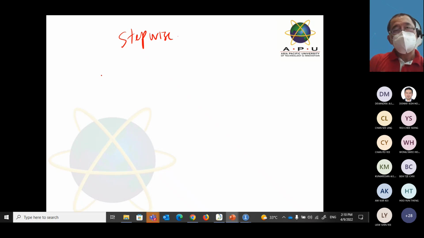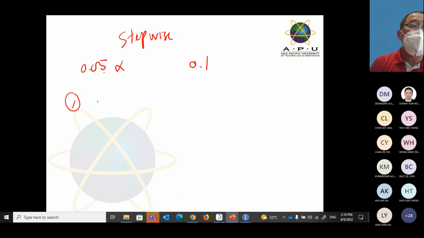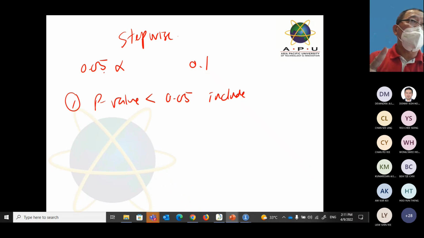I think just now what the student asked, correct, by default is 0.05. Let's say the alpha is 0.05 and 0.1. Let's say the p-value is less than 0.05, it means the variable will be included. The system will test one variable each time. Each time only test one variable.